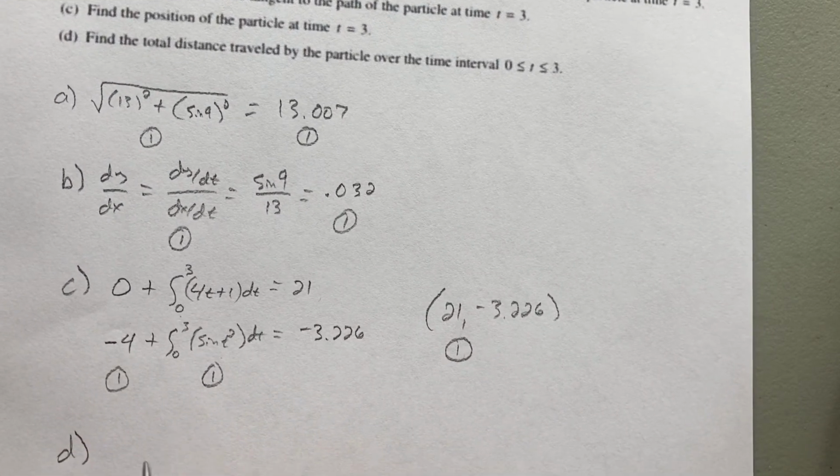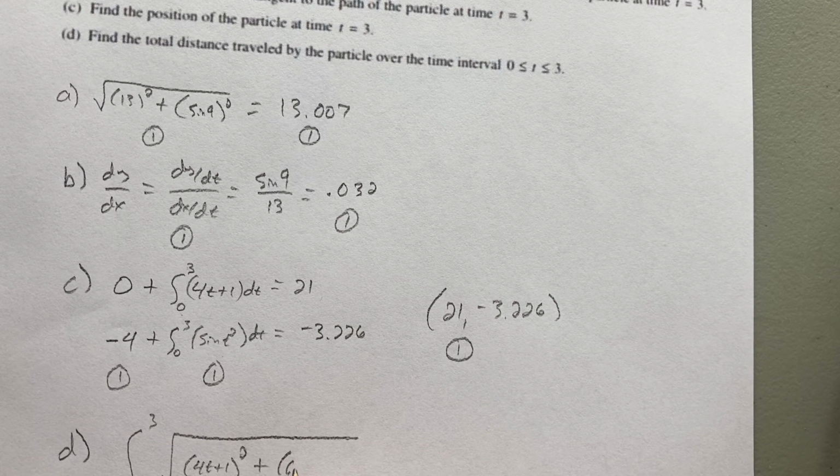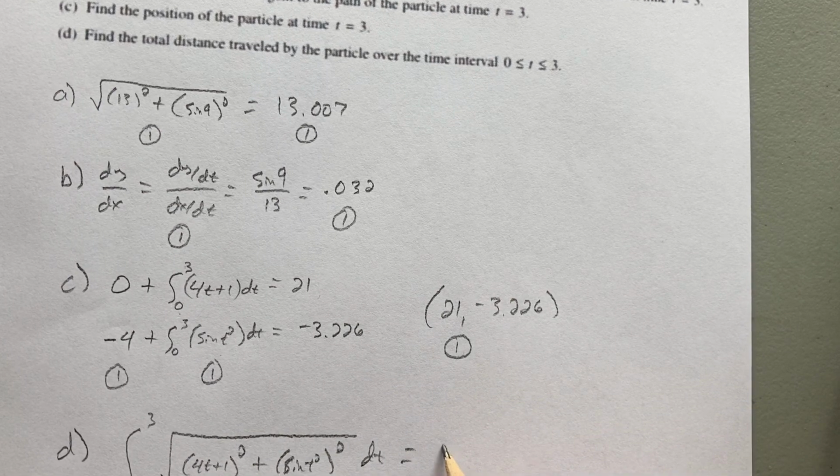And we get D, what's the total distance traveled by the particle? Total distance traveled is the integral from 0 to 3 of the speed. So we'd have dx/dt, so this is 4t plus 1 squared plus sine t squared dt. If you do that correctly on a calculator, you should get 21.091. Point for the setup, point for the answer.